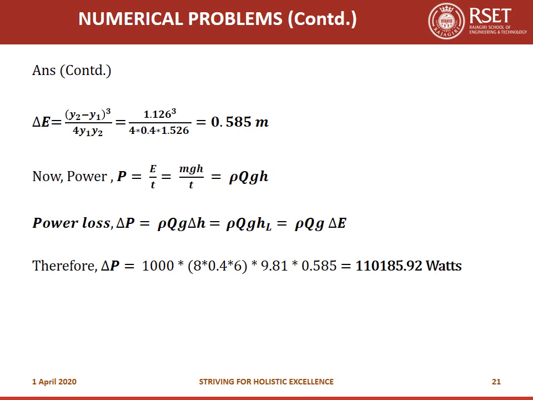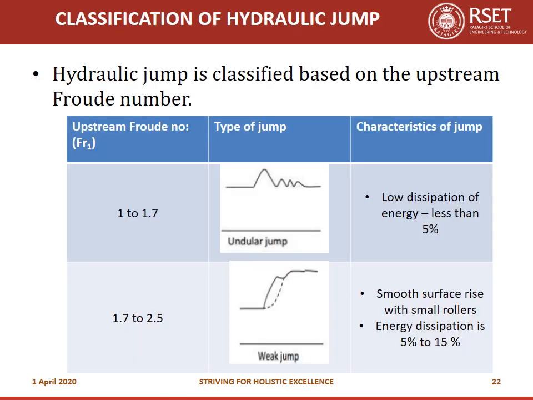1000 into 8. Now discharge is velocity into area, so 8 into 0.4 into 6 into 9.81 into the head loss that we found out, 0.585 meter. I will end up getting the power loss to be 110,185.92 watts, or 110.185 kilowatts. This is the power loss. So if they ask you the loss of power or the power loss associated with a hydraulic jump, this is the formula for it. Now we move on to how a hydraulic jump is classified.